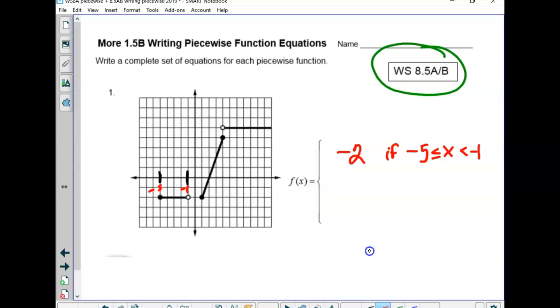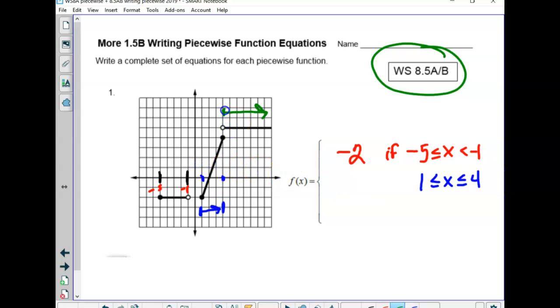Okay. I'm going to switch colors. This next rule works from what to what? From here to here, which would be from 1 to 4. And they're both solid, right? So we have 1 sandwiched with an x, sandwiched with a 4. You want to come back and figure out that equation in a second? Let's go on and do the green one over here.